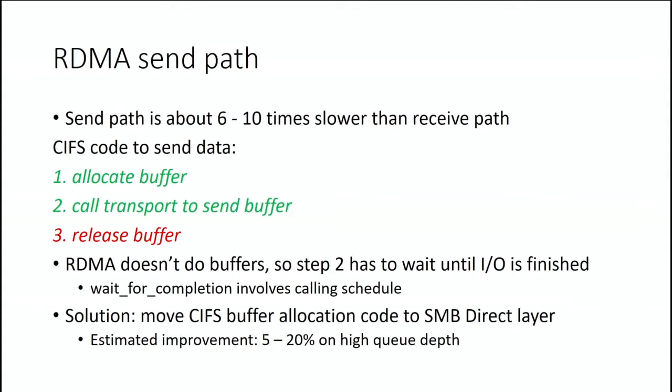So the solution is to move the buffer allocation code to the SMB Direct layer. In SMB Direct, we allocate all the buffers, and we keep accounting of the buffer usage when doing the RDMA transfer. Then we can return immediately to the upper layer after the transport is called to send the buffer. This work is still in progress because it involves a lot of changes. But from the experiment, I estimate about 5 to 20% performance improvement in high queue depth situations.